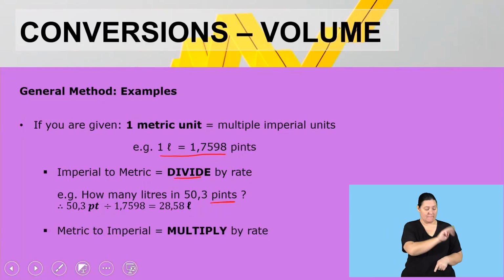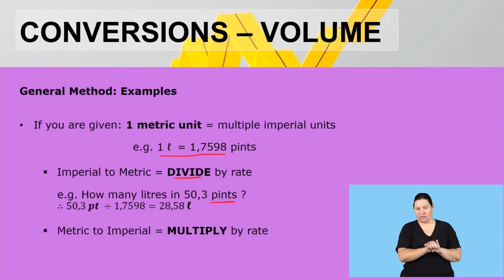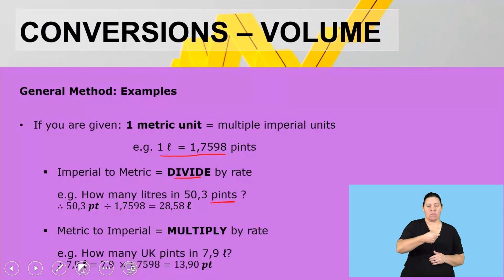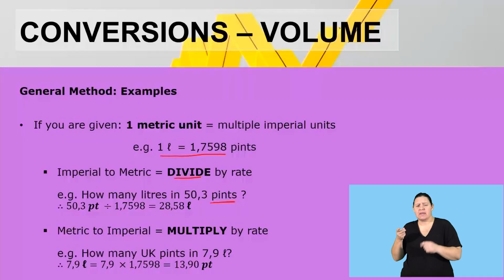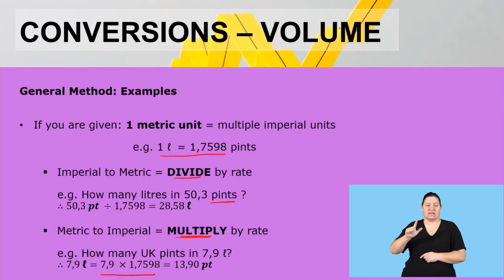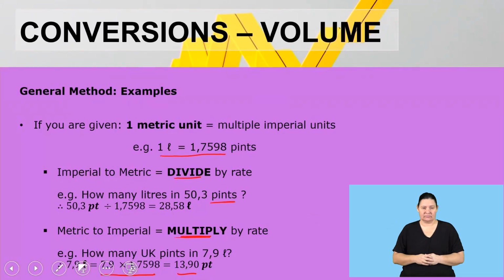Then, if we work now from metric to imperial, we will multiply by the rate. Let's look at an example. I'm saying here, how many UK pints in 7.9 liters? So if you look at this, the metric was given, right? The 7.9 liters. Therefore, I'll take the 7.9 and I multiply, as indicated here, multiply by the rate of 1.7598, and that will give us an answer of 13.90 pints. Okay, clear? There we go.